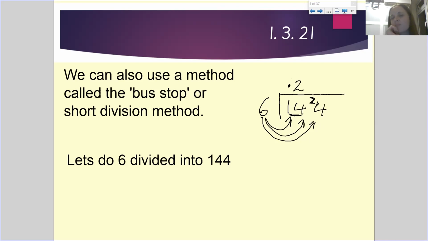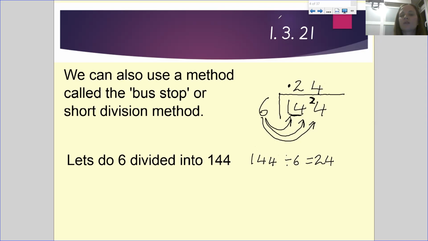So this number goes from 4 to being 24, because remember we've got our ones, tens, and hundreds, we had 2 remaining there, and we would put them there. So now I look at what 6 can divide. Can 24 divide by 6? Let's see, 6, 12, 18, 24. It can divide 4 times. So my answer is 144 divided by 6 is equal to 24.